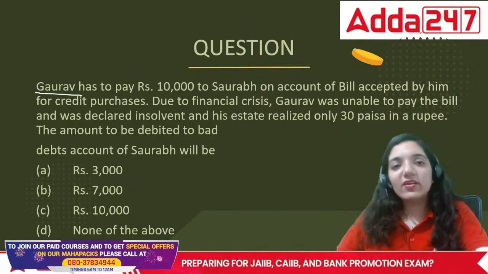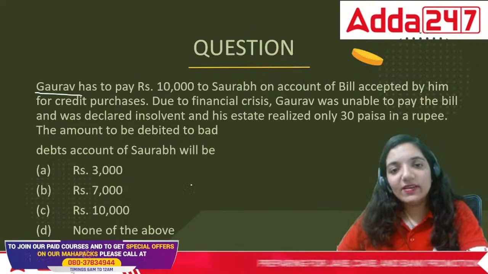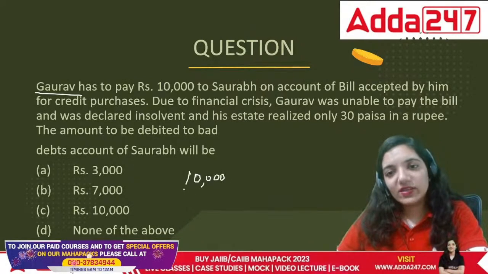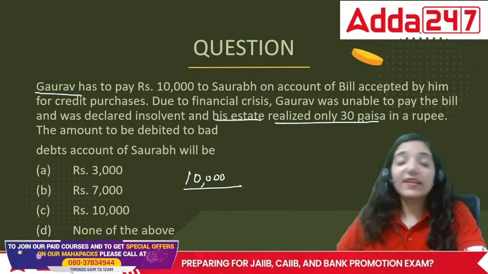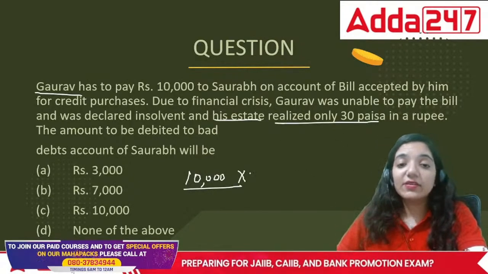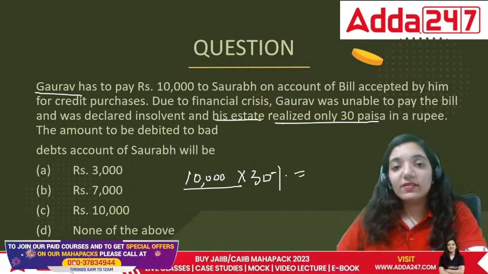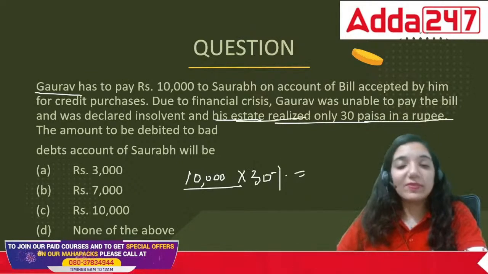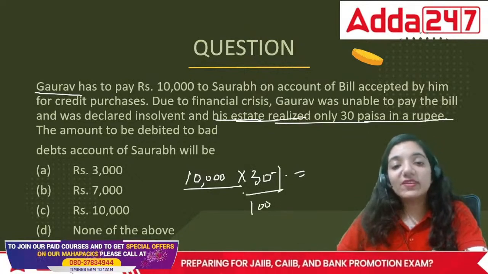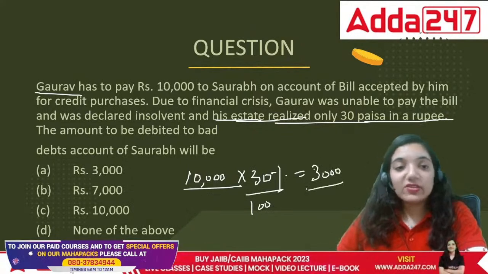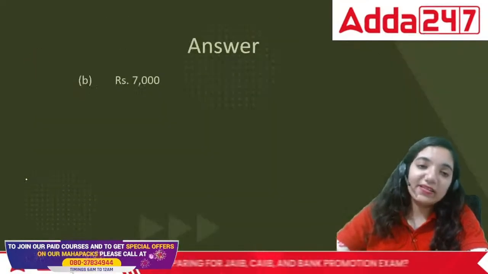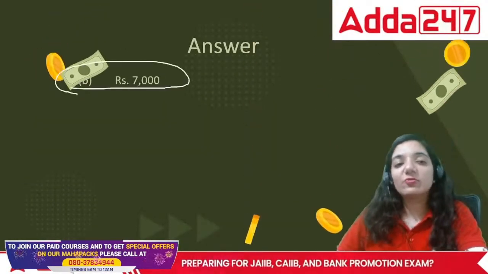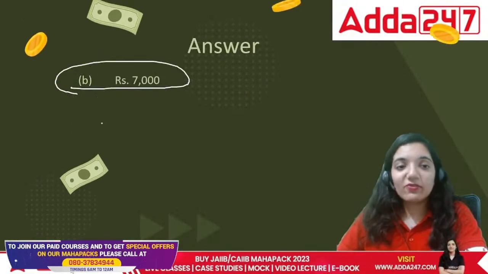See, the point is Gaurav had to pay Saurabh. So ultimately Saurabh was supposed to receive 10,000. And the particular person said the amount realized, he didn't get the entire money. He got hardly 30% of it. His estate realized only 30 paisa in a rupee. That means 10,000 into 30 divided by 100, it is 3,000 rupees that was recovered. So the remaining 7,000 was not recovered. Right? So the bad debts in this case would be 7,000 rupees.